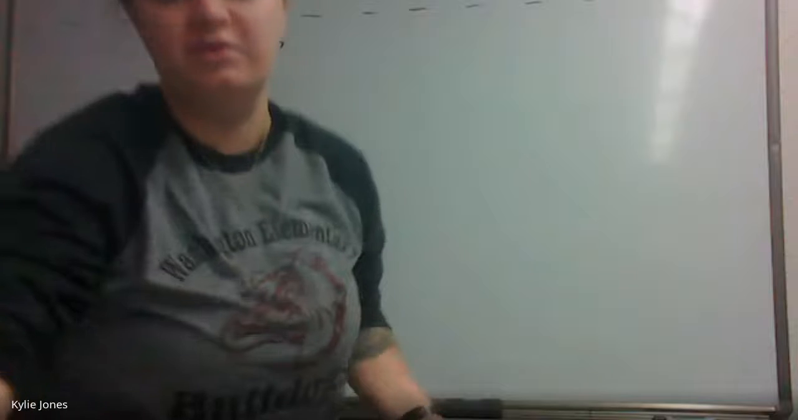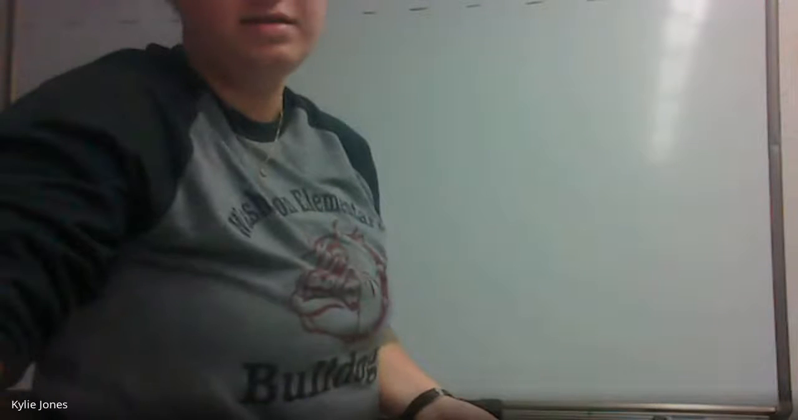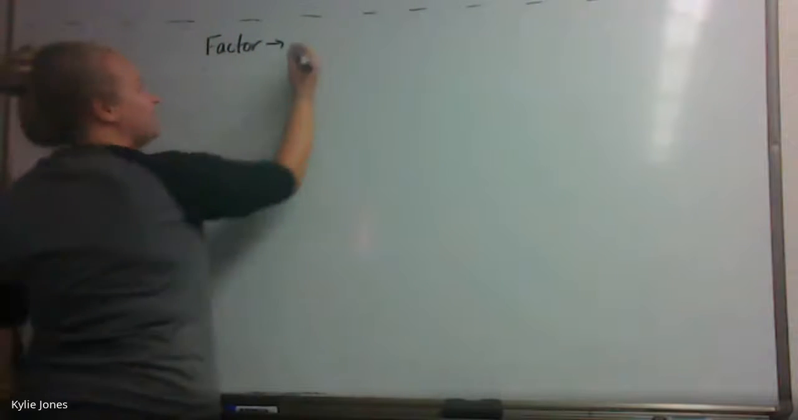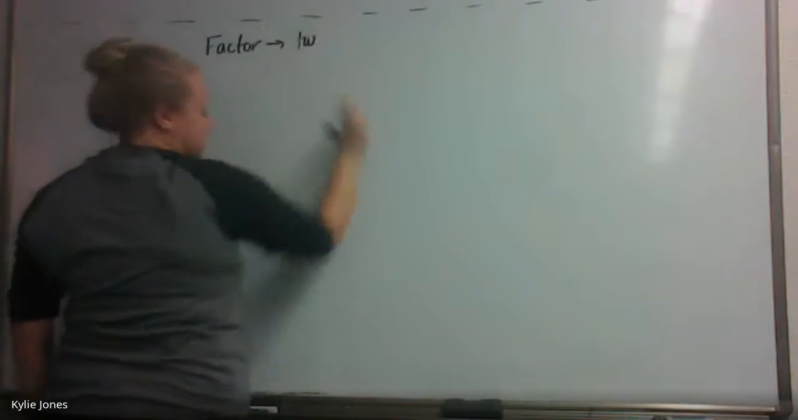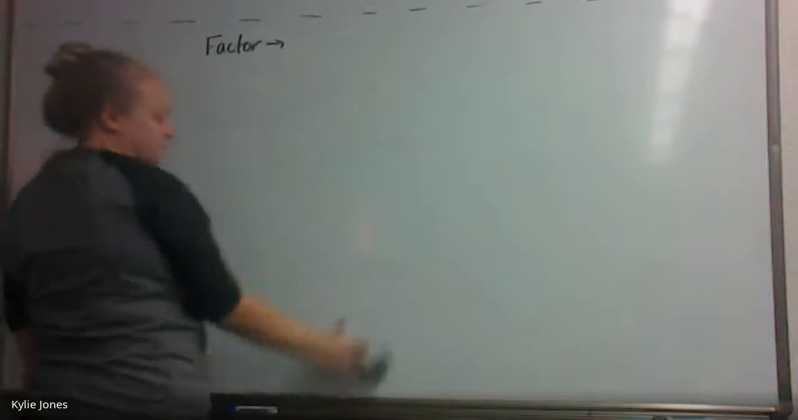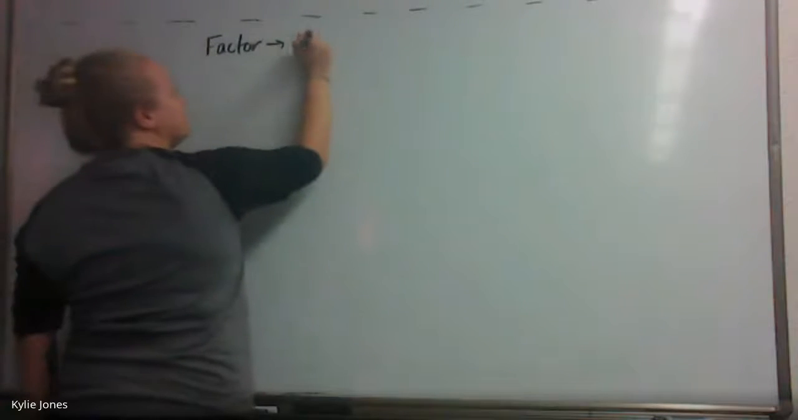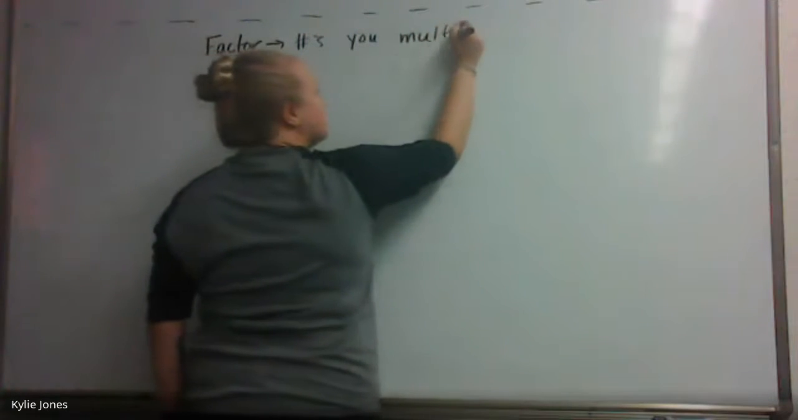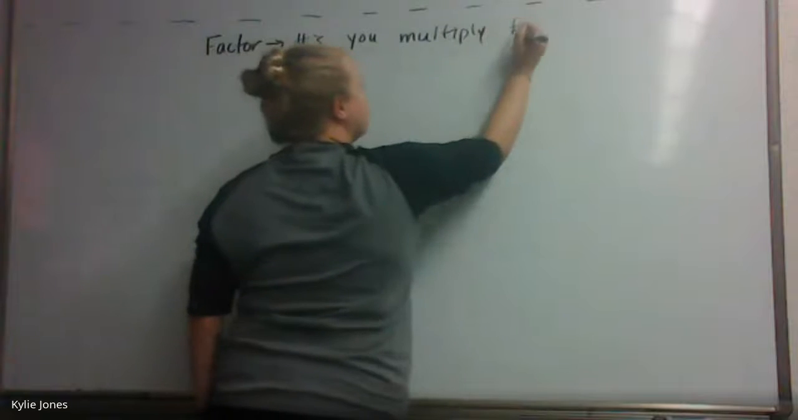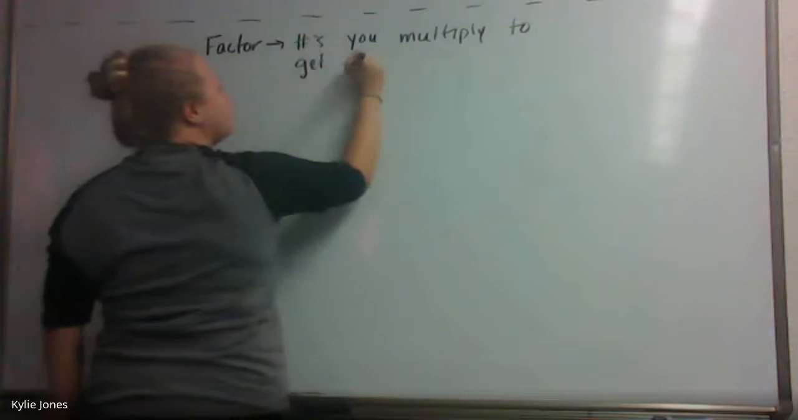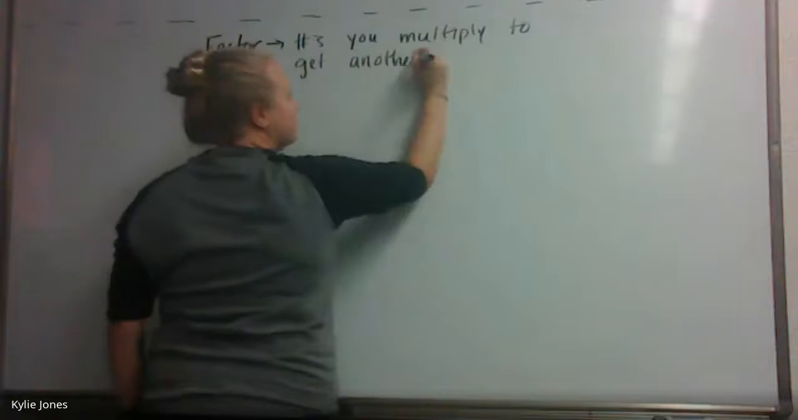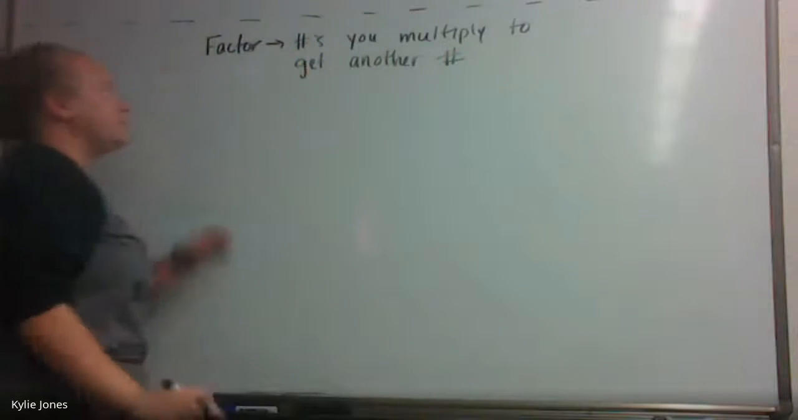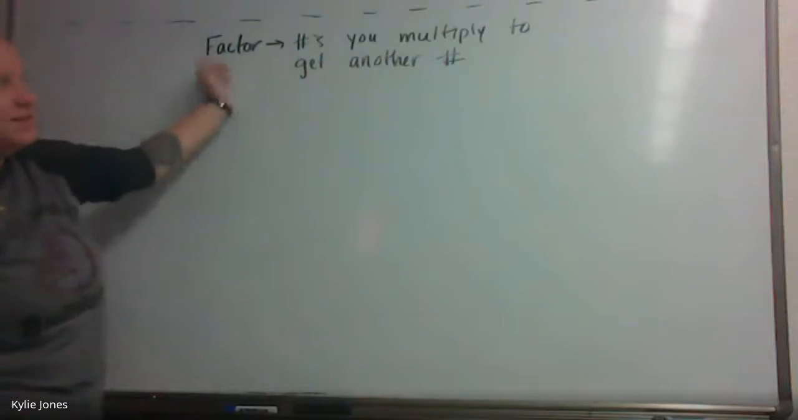The numbers you can multiply by. Oh, sorry, I didn't hear you. I gotta turn up my sound. Say it again. The numbers you can multiply by? Yeah, so it's the numbers that you multiply to get another number. So let me write that better. Can you guys see this? Okay, so factors are going to be the numbers that you multiply to get another number.